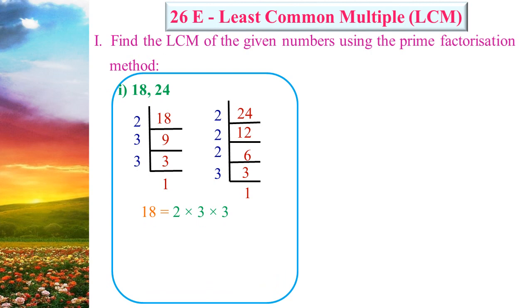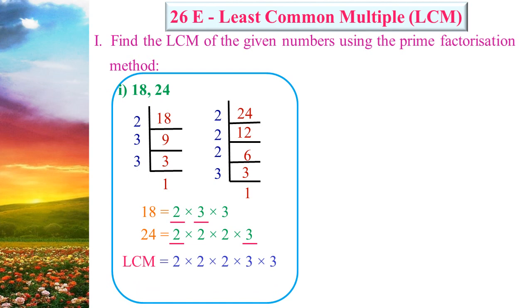The prime factors of 18 are 2 into 3 into 3. The prime factors of 24 are 2 into 2 into 2 into 3. So now we have to find the LCM. LCM means least common multiple. First we underline the common factors of 18 and 24. Here, 2 and 3.